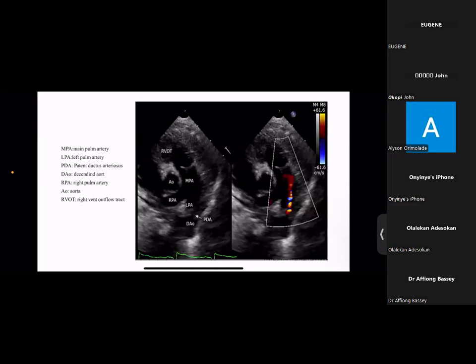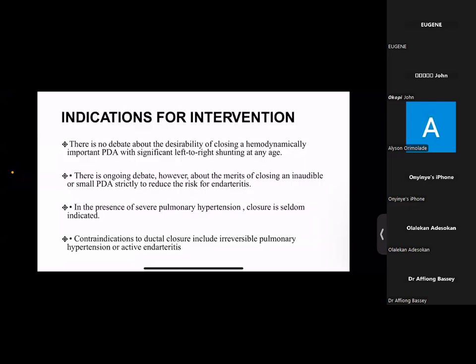This is a pictorial representation. If you look at the labeling, you will see where the patent ductus arteriosus is, usually connecting the left pulmonary artery, around the bifurcation, to the descending aorta. And if you put on color flow, you see the leak there.